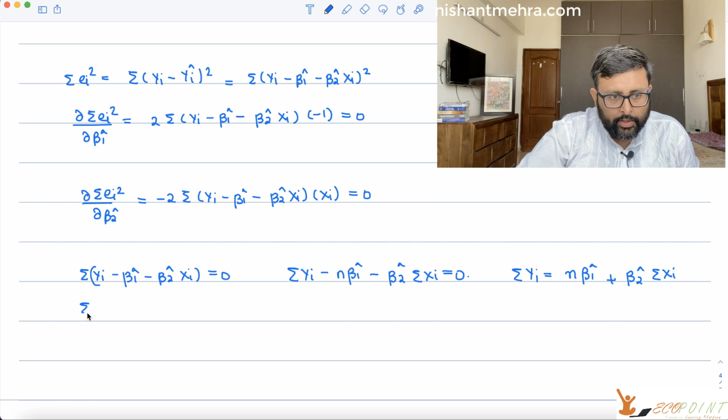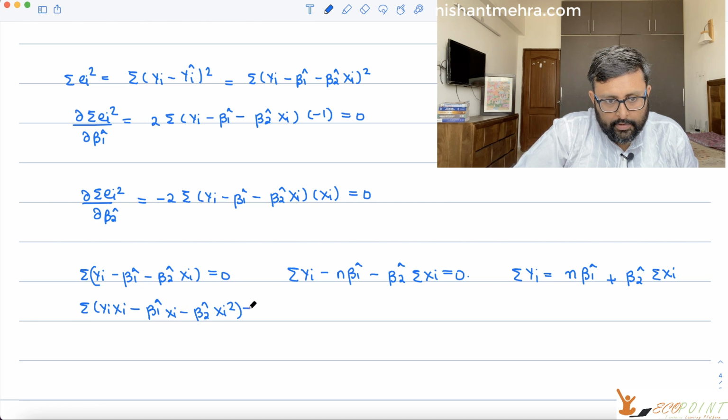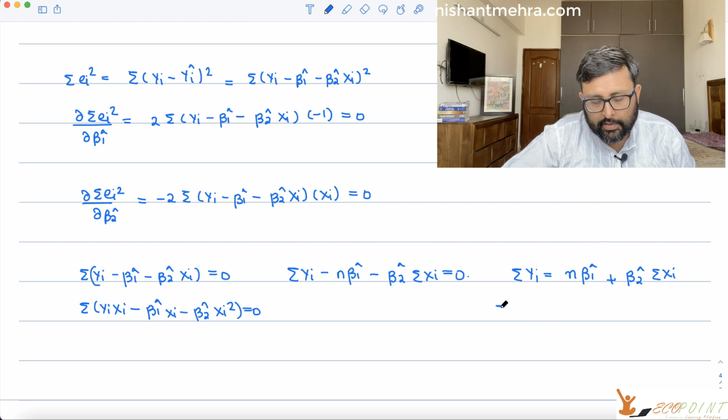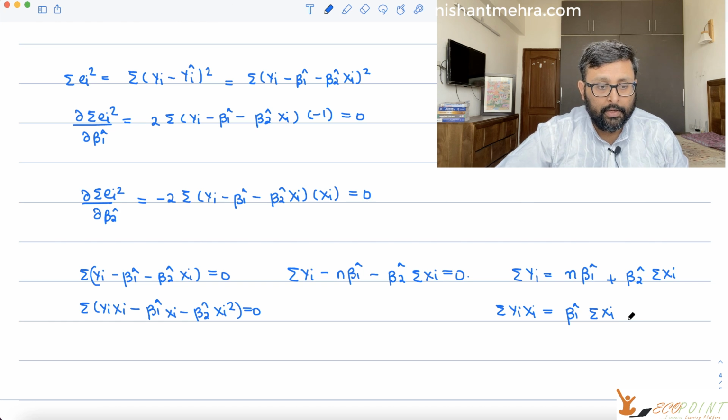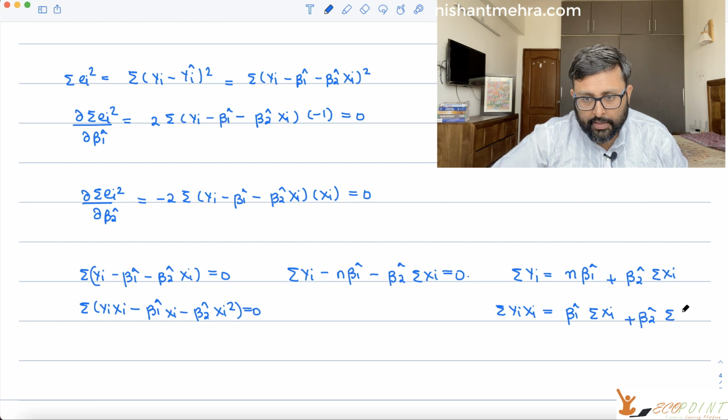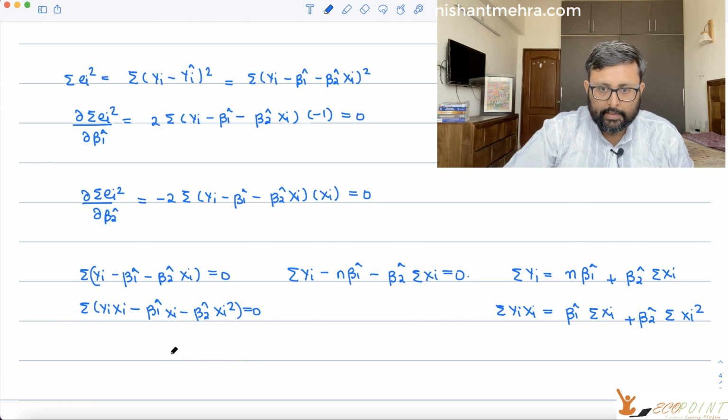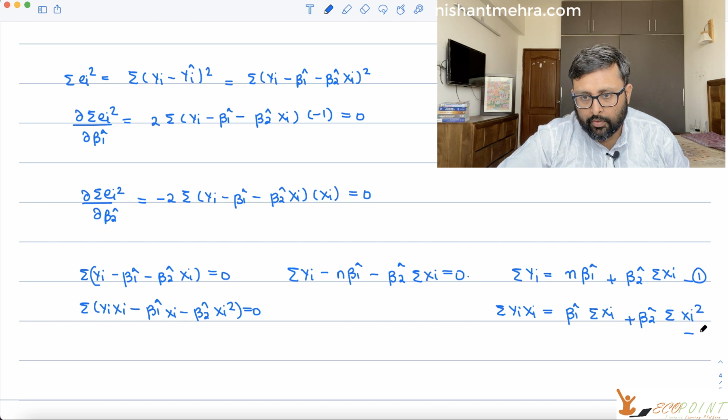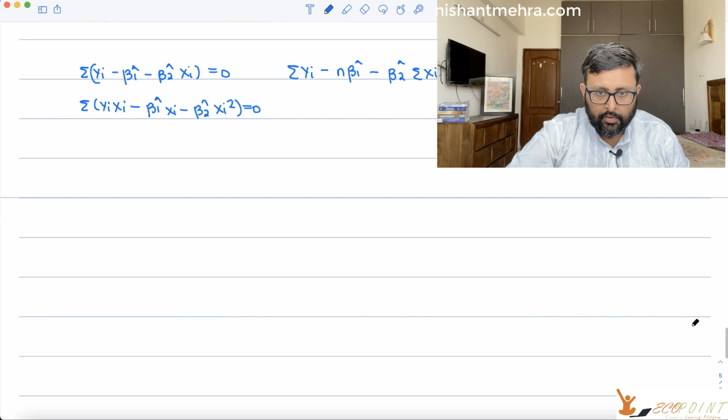What about this other one? This minus 2 is going there, and this xi is going to be multiplied. So it should be summation of yi xi minus beta 1 hat xi, sorry, minus beta 2 hat xi square equals 0. So basically summation of yi xi is equal to beta 1 hat summation of xi, because beta 1 hat will come out of the summation sign being a constant, plus beta 2 hat summation of xi square. So these are your first and second equations.